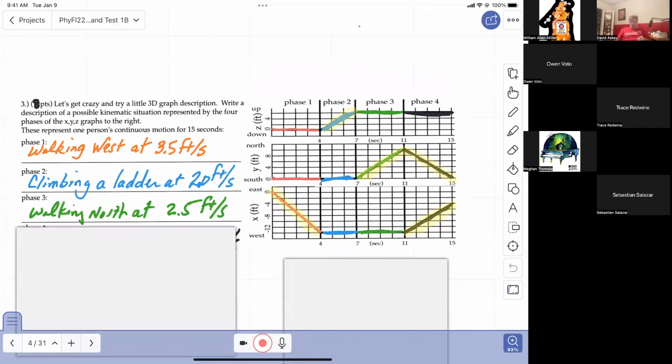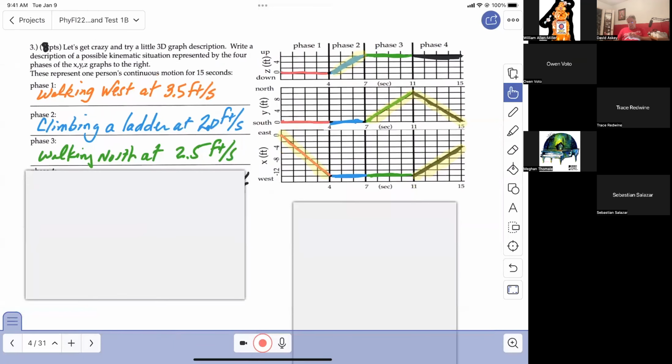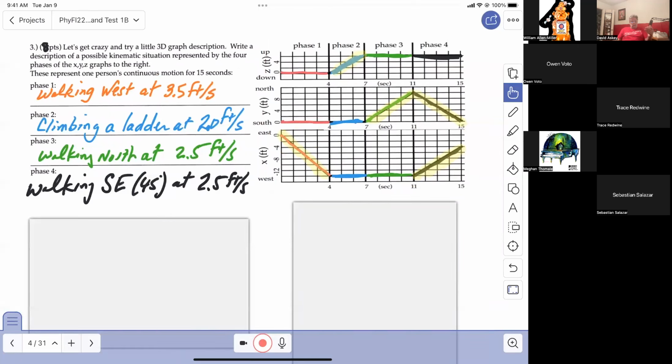All right, and so this last one, it looks like we're walking southeast. We're walking south and east at 45 degrees at a speed of 2.5 feet a second again.